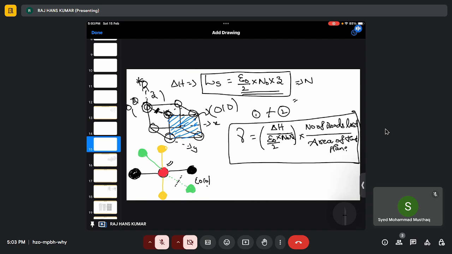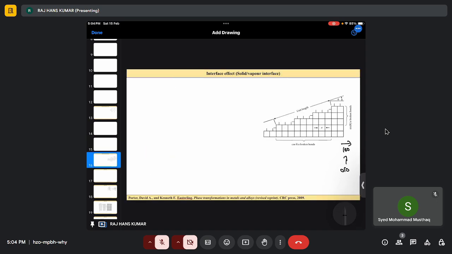Now what happens if I cut along this surface? Again, this bond will be there, but this atom will get cut. So this bond will no longer be there. Right. So coming to this one, the number of bonds being broken is not straightforward, right? Because the crystal structure is being cut at an angle, it's a theta.